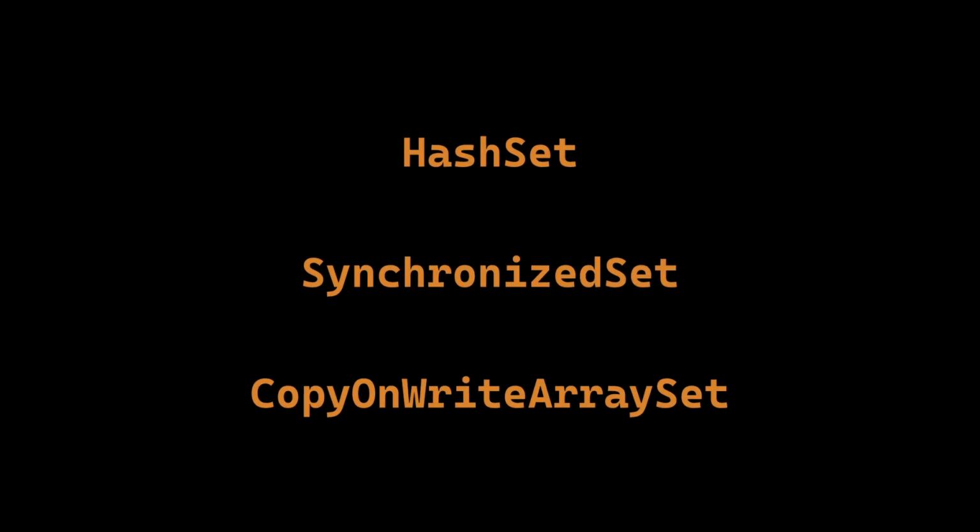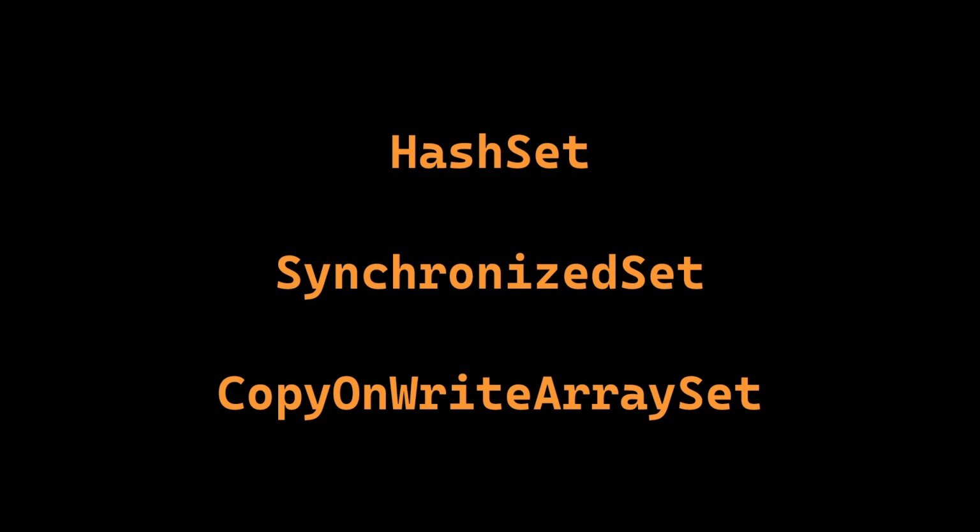Today we are focusing on set implementations and their concurrency characteristics. We'll compare HashSet, SynchronizedSet, and CopyOnWriteArraySet to understand when to use each one for building reliable concurrent applications. Understanding these three sets will give you the tools to choose the right one based on your specific threading and performance requirements. Let's begin our exploration.